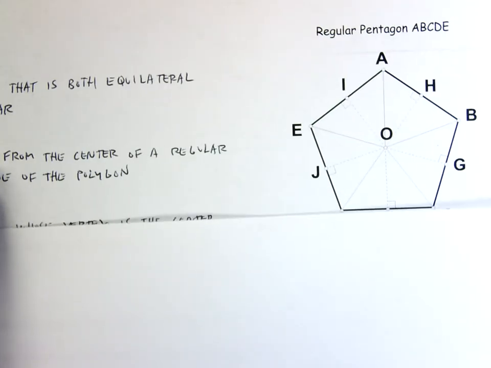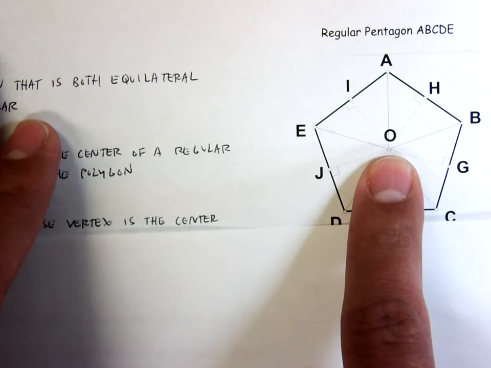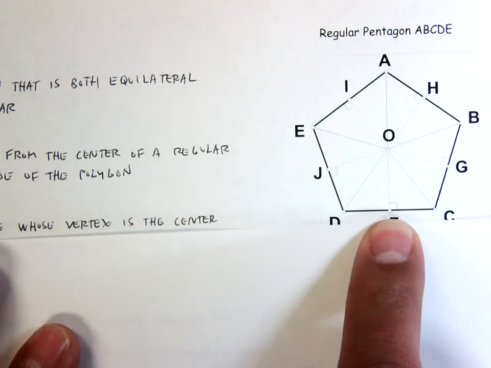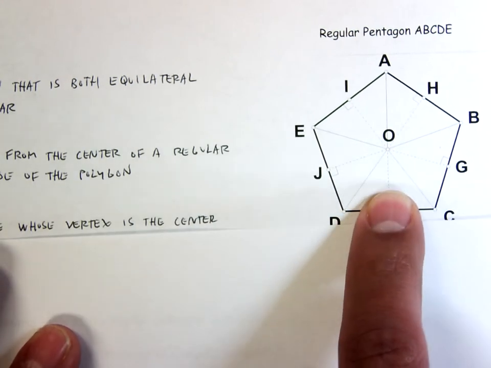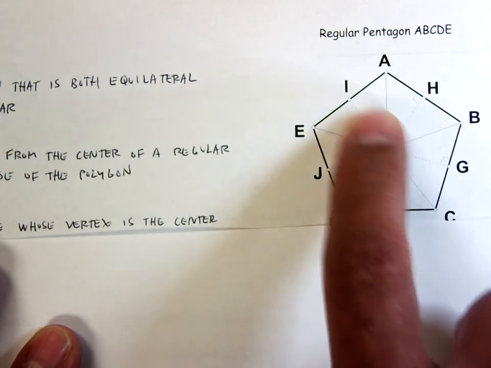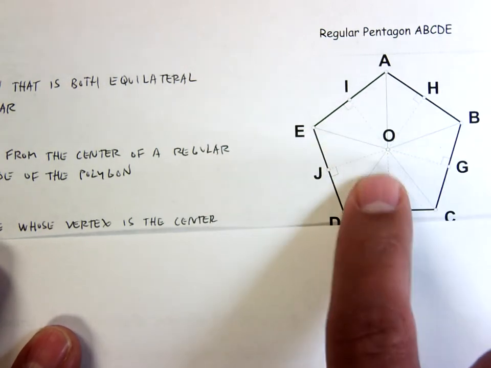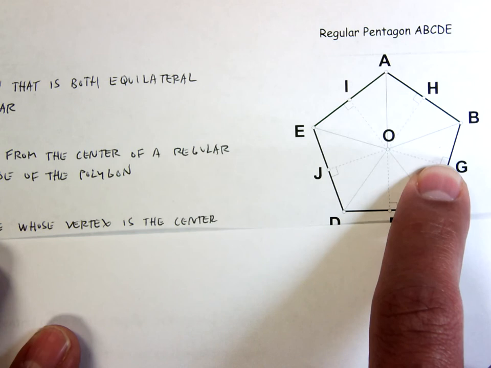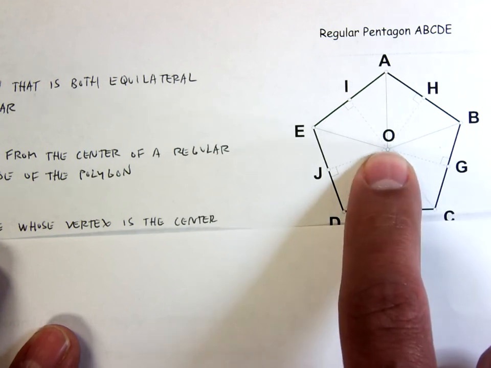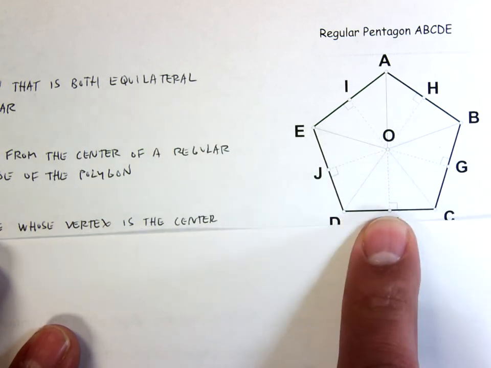And that's what they've got drawn in over here. So this line that goes from point O perpendicular to this side, this is one of your apothems. From O to J, from O to I, from O to H, and from O to G. Those are all apothems. They go from the center of the polygon, and they are perpendicular to the side of the polygon. More about those in a second.